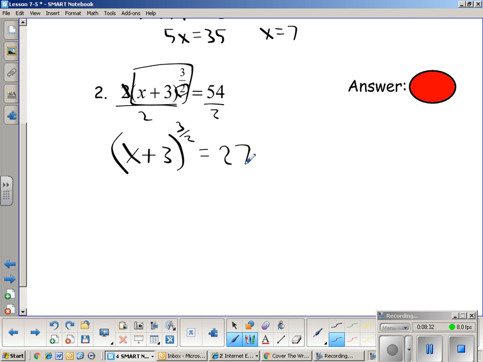What's step 2 say? Undo the radical. What's a radical? 3 halves, right? How do you undo 3 halves? We think of it as multiplying, but we're not really multiplying here. We're going to raise it to the reciprocal. The reciprocal of 3 halves is 2/3.